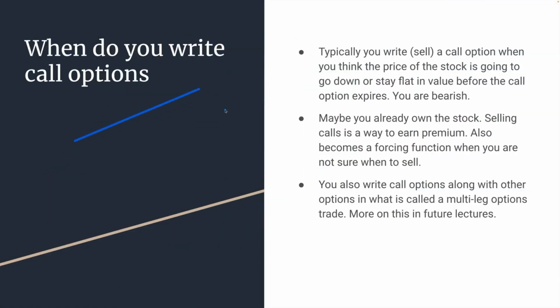When do you write call options? Well, one scenario is when you're simply bearish. If you think a stock is going to go down in value, you could sell call options that are out of the money. You keep the premium, and if the stock goes down in value, the options expire worthless, and you have the premium. But what's also cool about this is if the stock just stays flat, you still keep that premium as long as your strike price is above the current market value. So if you're neutral to bearish, selling call options can be a great strategy.